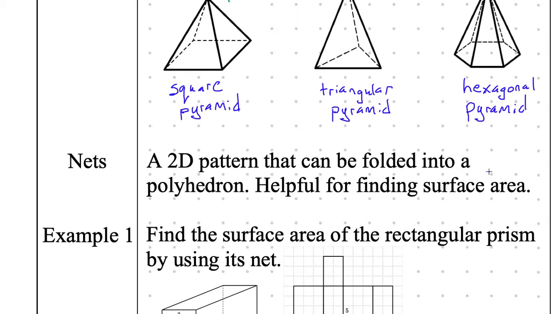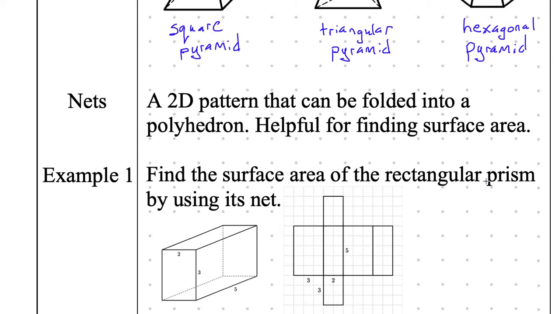Now let's talk about nets. So you've seen nets before. You have seen them maybe in 7th grade or 8th grade or both. It's some 2D pattern that can be folded into a polyhedron. Again, polyhedron means 3D shape. And it is extremely helpful for finding the surface area because I can find the area of composite shapes, because that's what we've been doing.